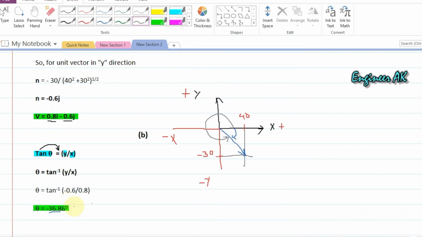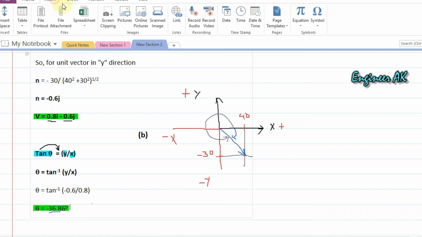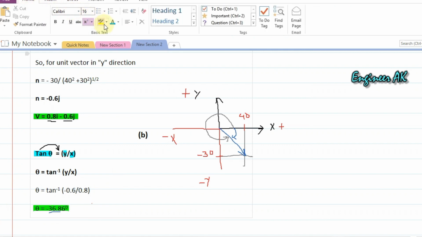So theta equals 323.14 degrees. That's the answer.